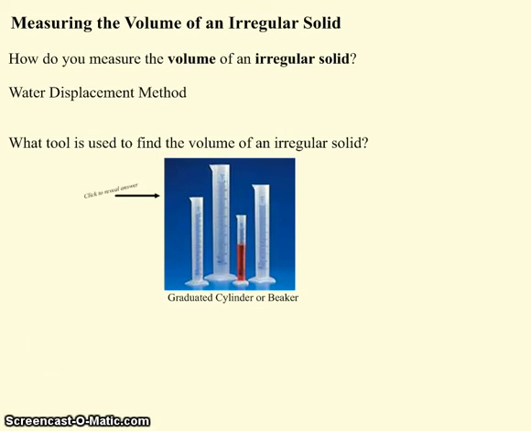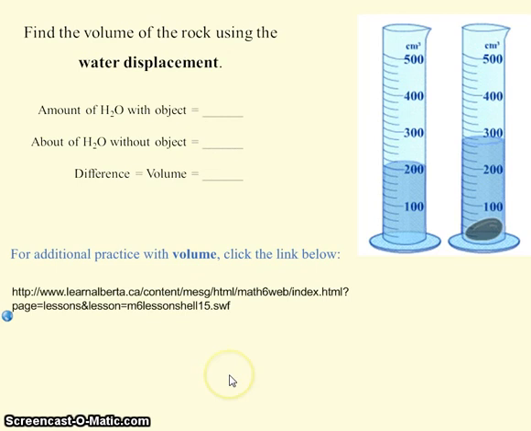Now let's practice this. Look at the image on the bottom of your sheet. Do you see how it says practice finding irregular volume? What I would like you to do now is read how much water is in graduated cylinder number 1. Also, look at how much water is in graduated cylinder number 2 now that the rock has been submerged within it.